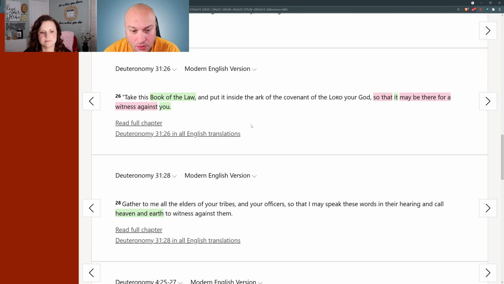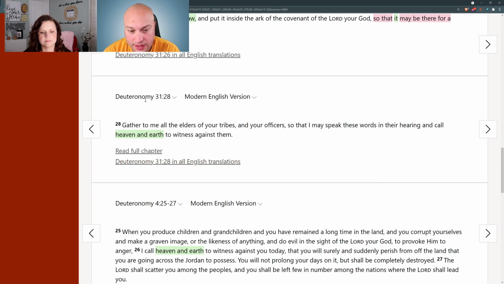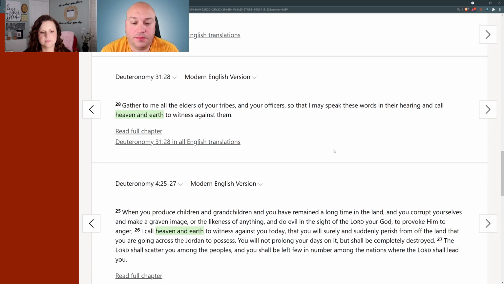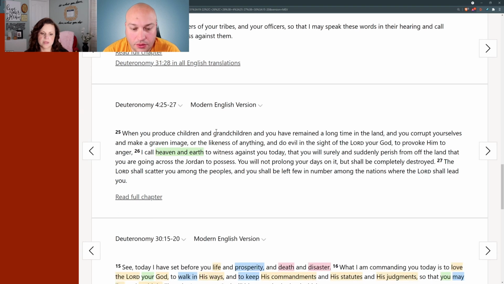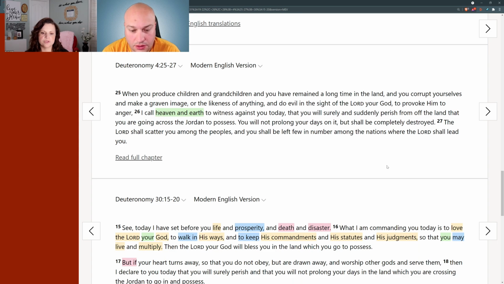So we'll read this here in Deuteronomy, these next 2. Deuteronomy 31, verse 28, gather to me all the elders of your tribes and your officers, so that I may speak these words in their hearing, call heaven and earth to witness against them. Okay. Deuteronomy 4, verses 25 through 27, when you produce children and grandchildren, and you have remained a long time in the land, and you corrupt yourselves and make a graven image or the likeness of anything, and do evil in the sight of the Lord your God to provoke him to anger, I call heaven and earth to witness against you today, that you will surely and suddenly perish from off the land that you're going across the Jordan to possess. You will not prolong your days on it, but shall be completely destroyed. The Lord shall scatter you among the peoples, and you shall be left few in number among the nations where the Lord shall lead you.